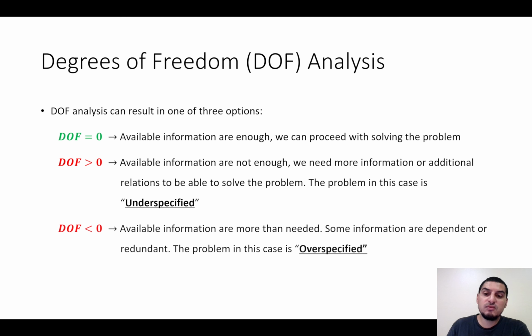If it's negative, it means that you have fewer unknown variables than equations, which means that you have redundant or dependent information. So it's called over-specified in this case. There is one point that I want to discuss regarding the number of variables.